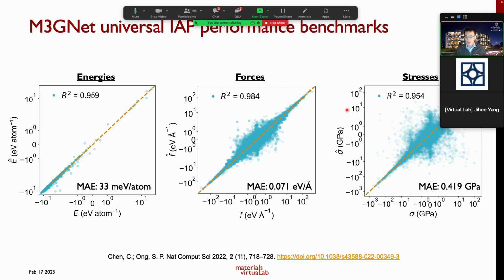So this is the result. These are some performance benchmarks. In terms of energies, we can get to a mean absolute error of about 33 meV per atom. Very low, right? This is actually quite a nice error, okay? Of course, it's not as low as a custom fitted interatomic potential. Those you can get down to less than 5 meV per atom. But for a general purpose interatomic potential that works across the entire periodic table, this is actually a very good value, right? In terms of forces, we can get down to 0.07 eV per angstrom. We do slightly worse on stresses. The mean absolute error is about 0.419 gigapascal. Okay.